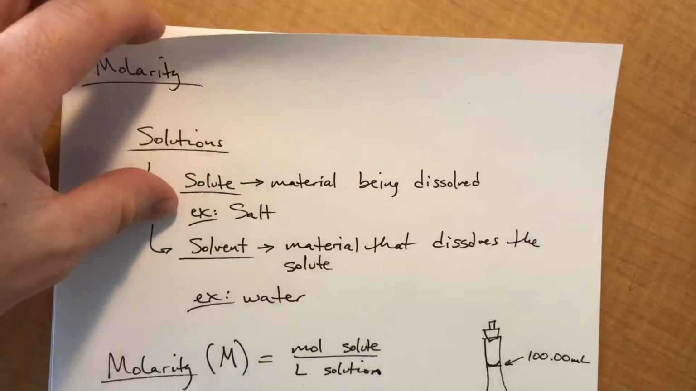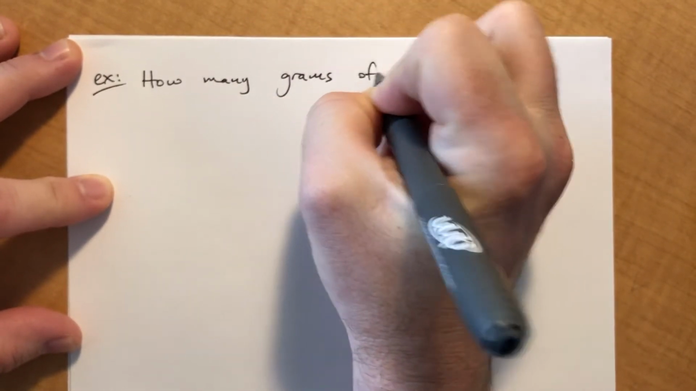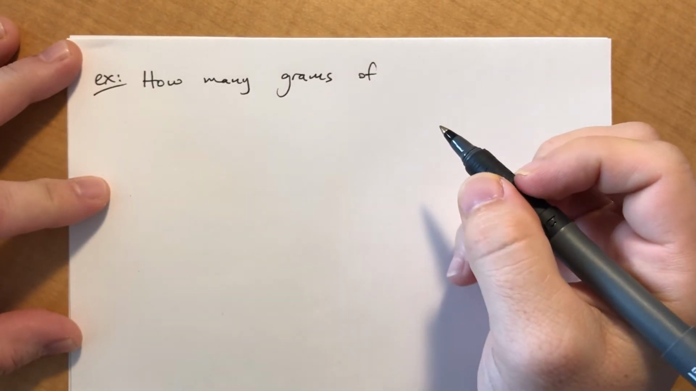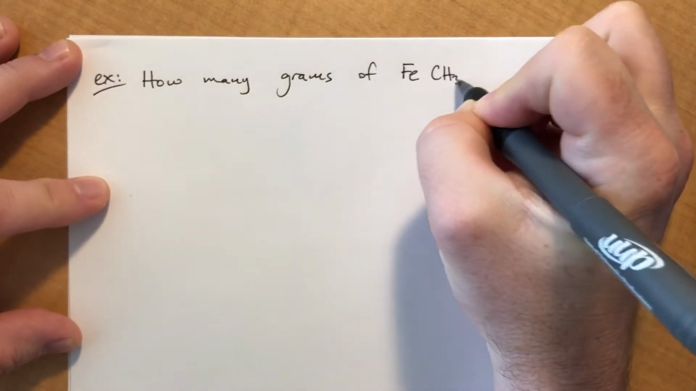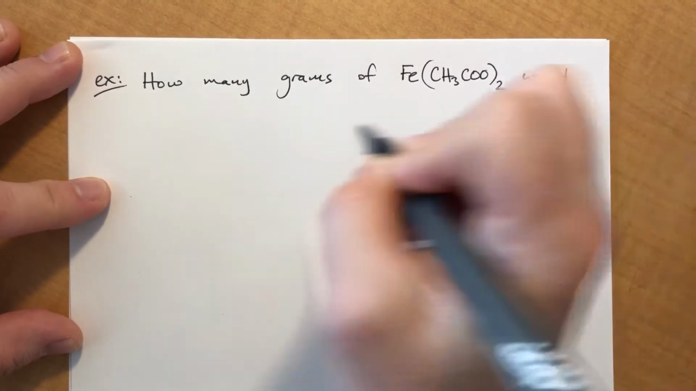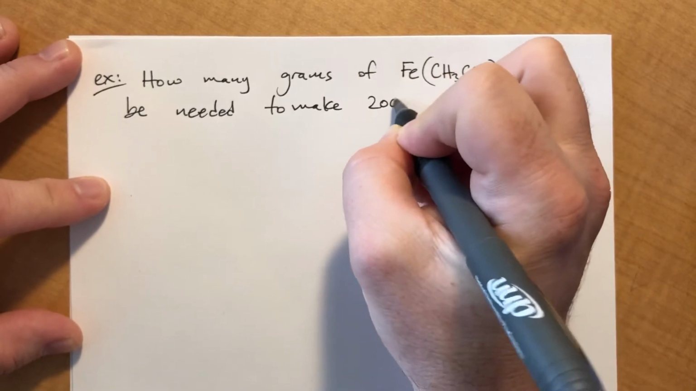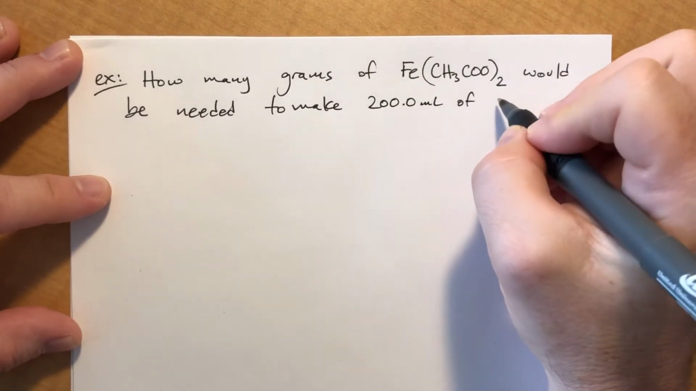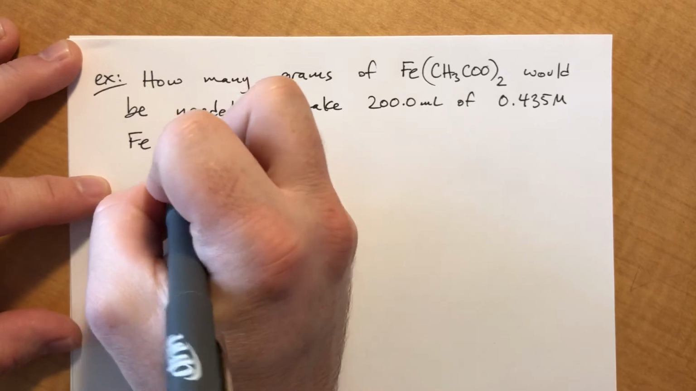Let's try a slightly harder variation on the same type of problem. We want to know how many grams of, I guess I probably should pick another compound, iron acetate, iron 2 acetate, would be needed to make 200 milliliters of 0.435 molar iron 2 acetate solution.